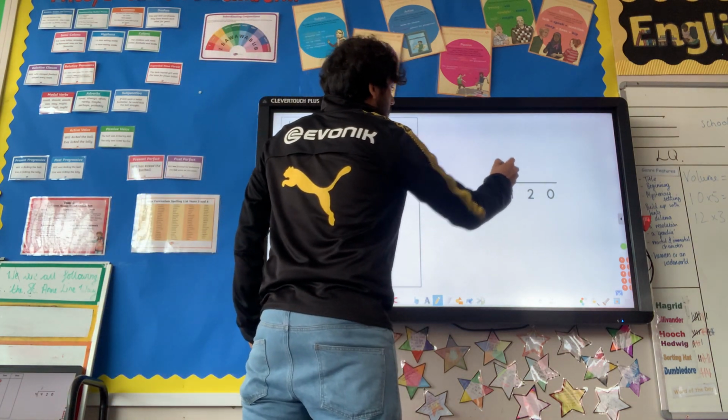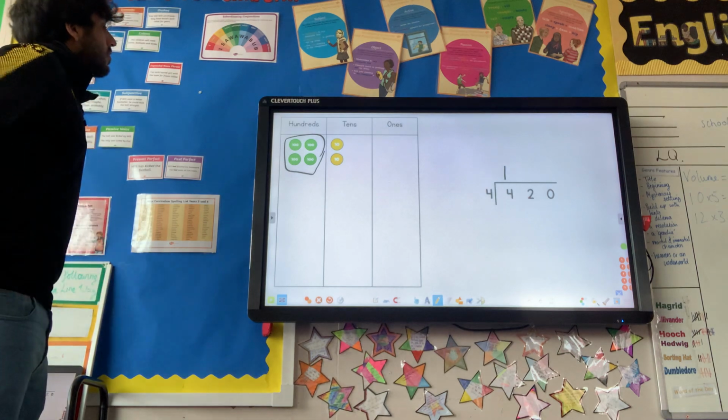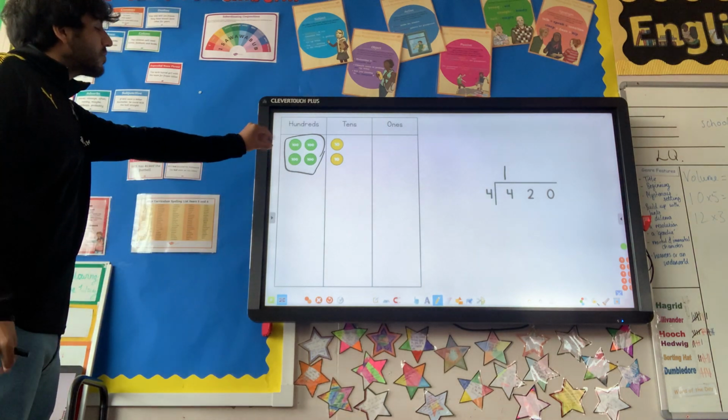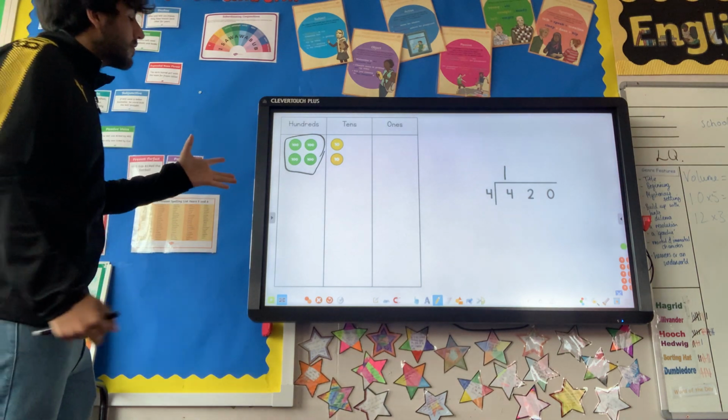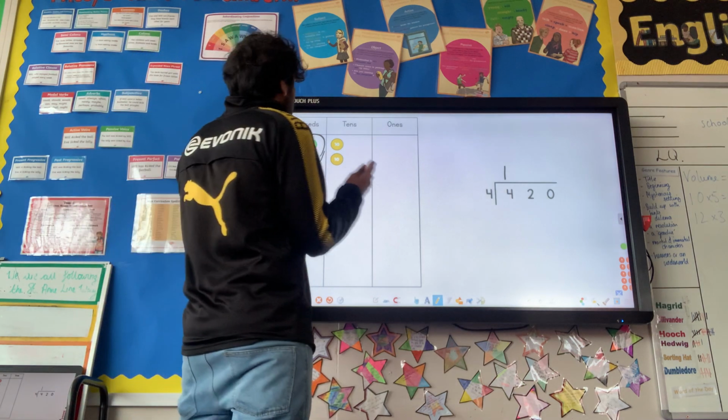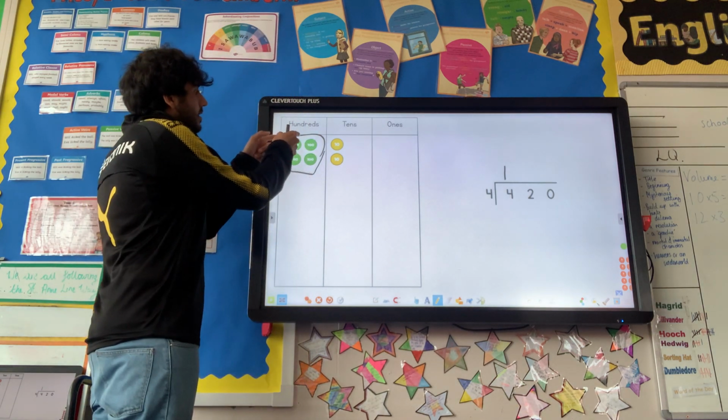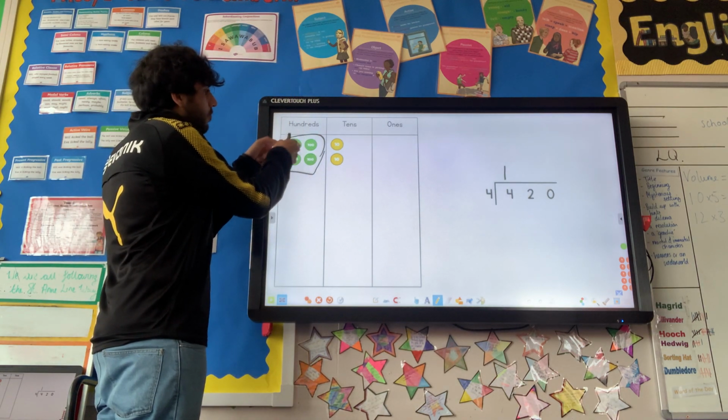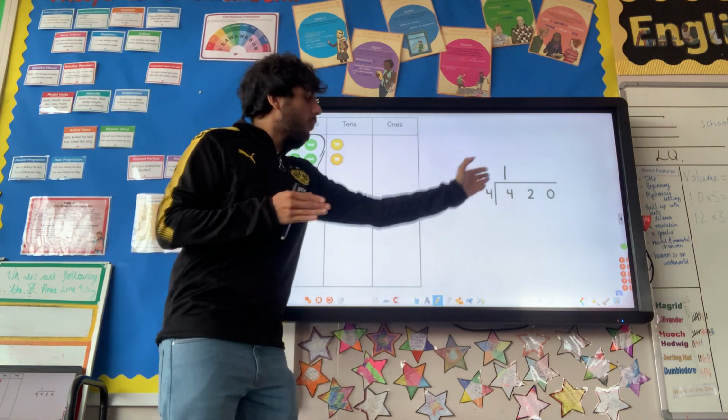4 goes into 4, it can go in once, okay? So we want to split them into groups of 4. That's what we're doing in division. We're sharing equally into groups of 4. That can be one equal group of 4 there, so that's nice and easy. I'm going to put 1 there.